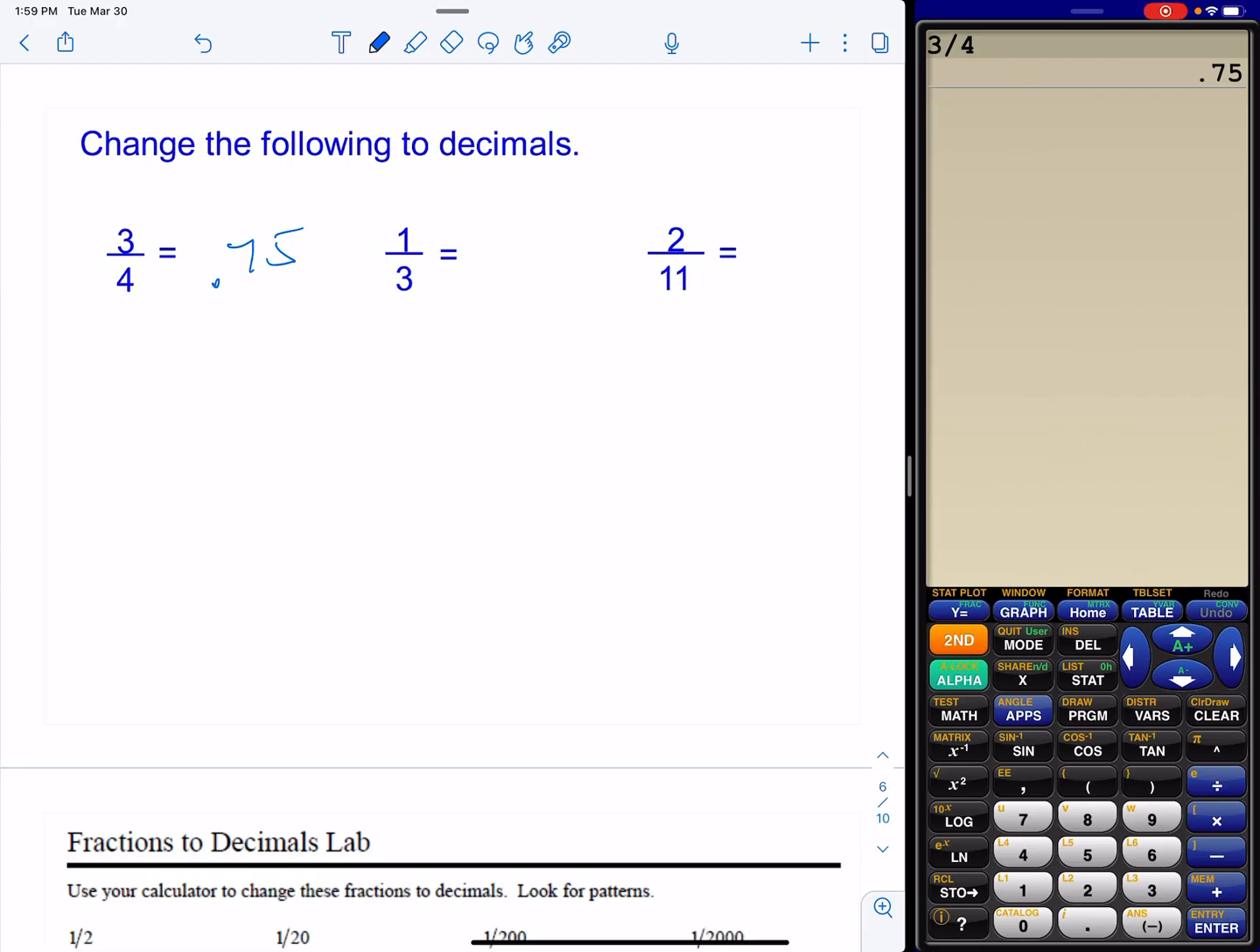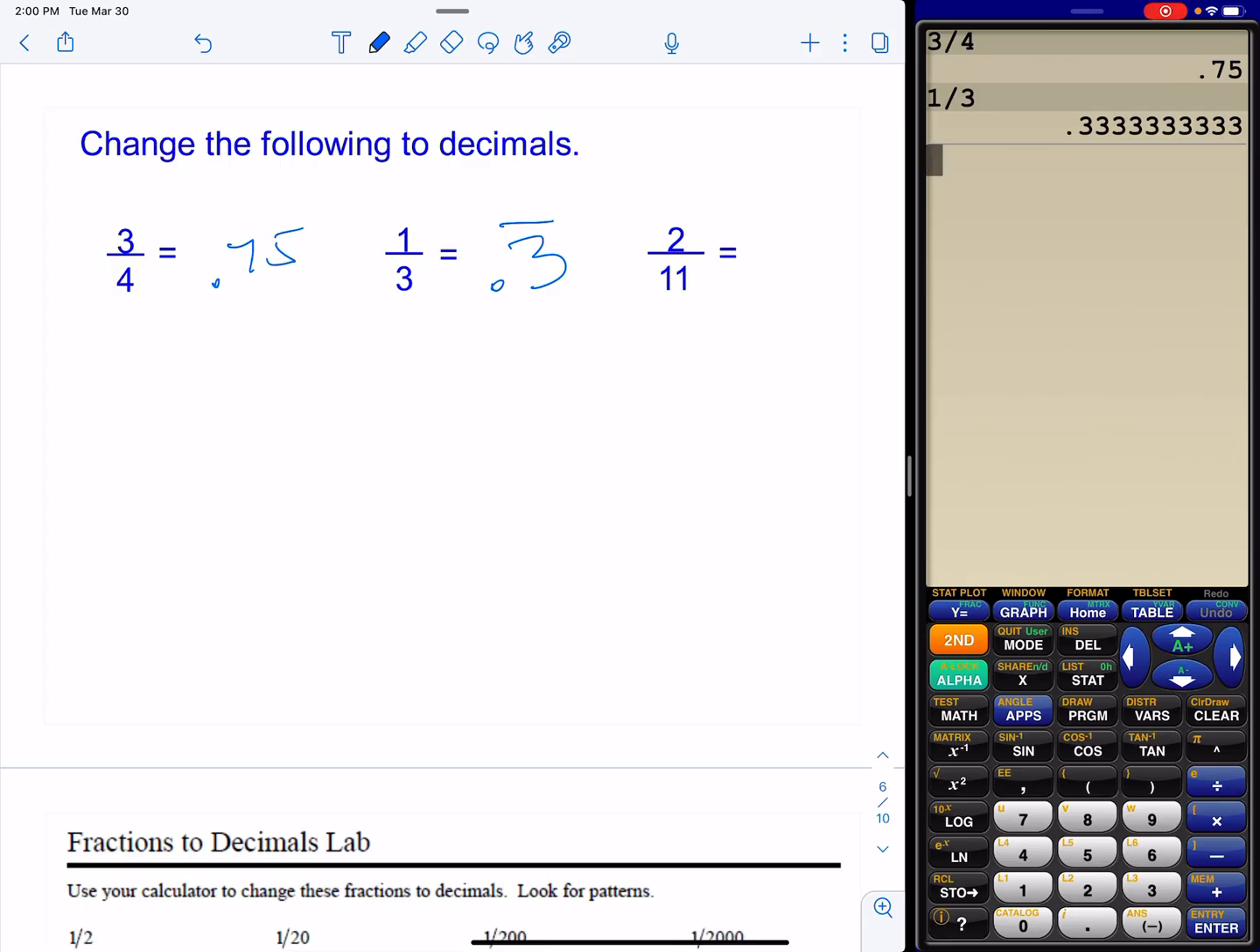So this next one, it says 1/3. So you're going to do 1 divided by 3. Oh, and look at that. Notice, if you recognize that it's a repeating decimal, you can write it using correct notation. So this one is 0.3, and I recognize the 3 repeats, so I'd put a bar on the top of it.